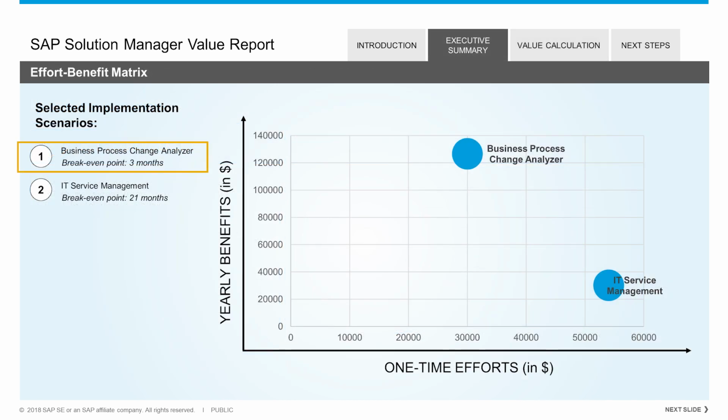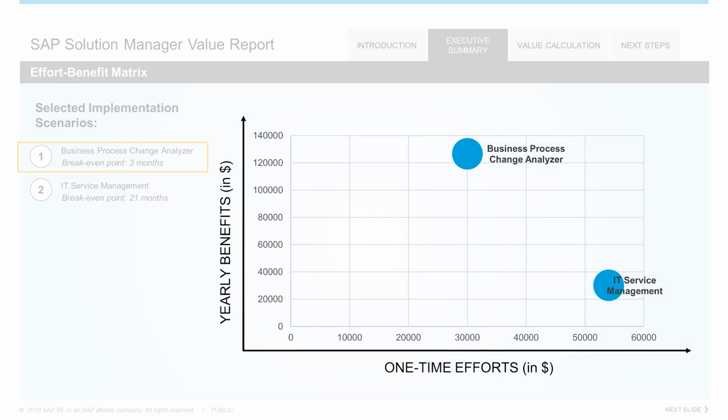Knowing the efforts and benefits for each selected area, the SAP Solution Manager Value Report will benchmark them in order to help you decide which ones are the most suitable for your organization. In this example, the customer chose 2 out of 11 focus areas available, but of course you can select as many areas as you wish. On this graphic, the efforts necessary are on the horizontal axis, and the benefits are on the vertical axis. The more a functional area is located on the top left of the graph, the better it is for you.